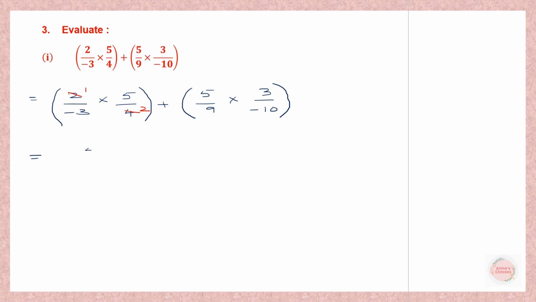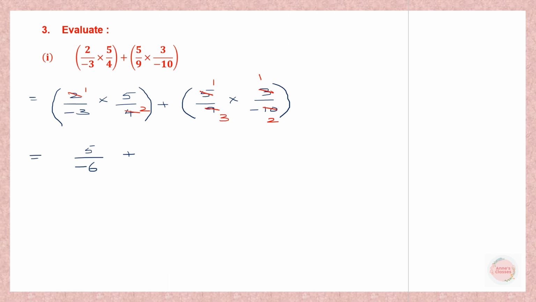We get 1 into 5 is 5 and down minus 3 into 2 is minus 6. Now let's add up the next part. Now what can we cancel there? I can cancel 5 and 10. 5 ones are 5, 5 twos are 10. I can also cancel 3 and 9. 3 ones are 3, 3 threes are 9.